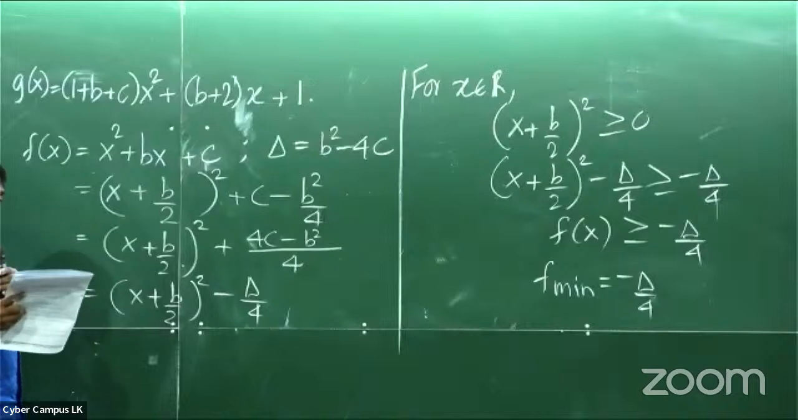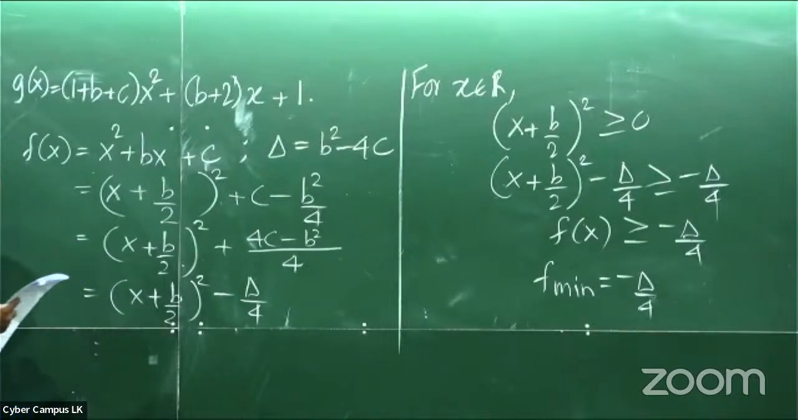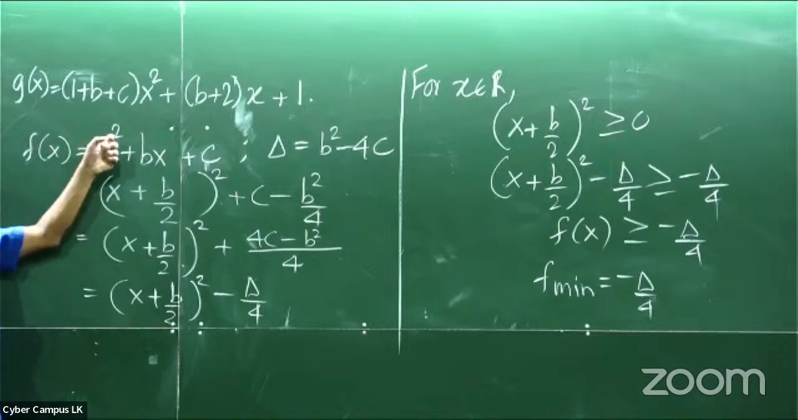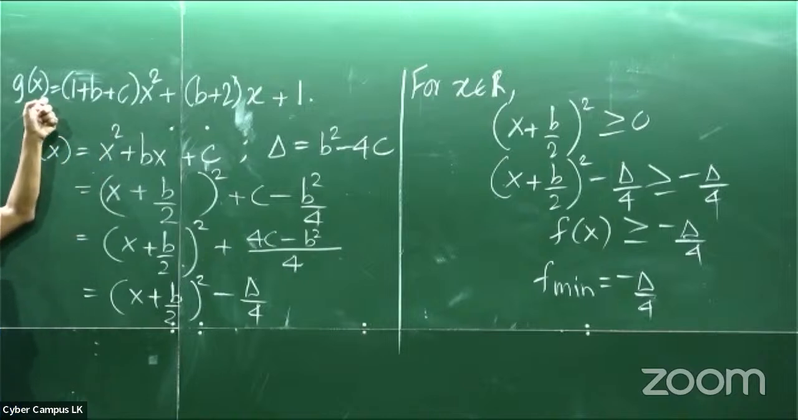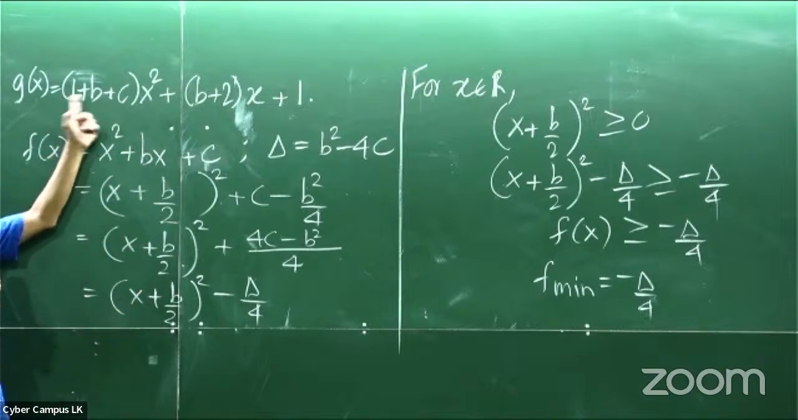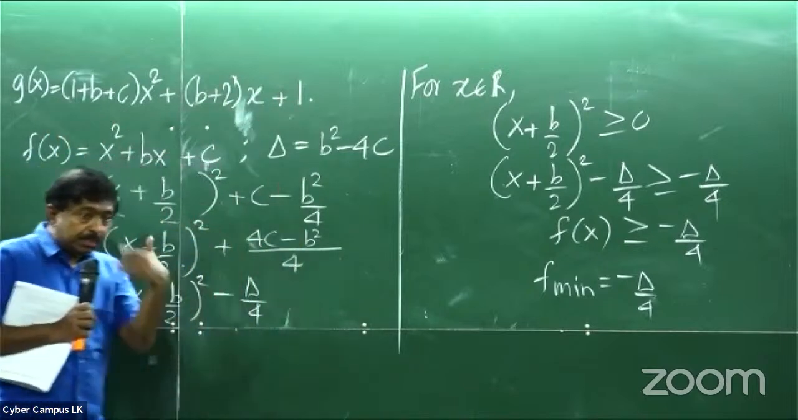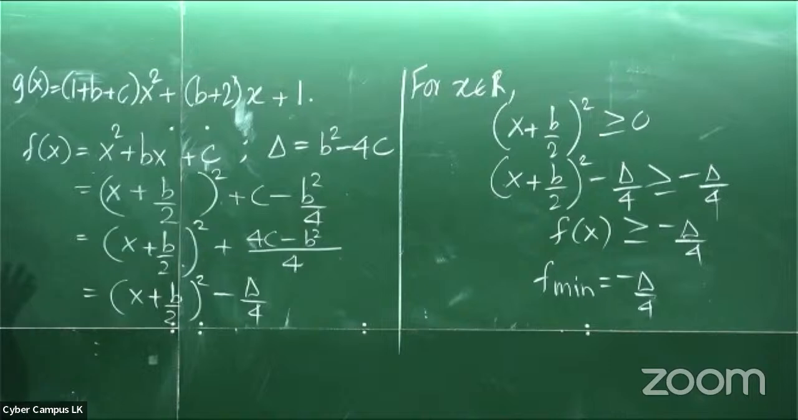Now, also show that the minimum value of gx is minus delta over 4 times 1 plus b plus c. Now, it's difficult. This is the catch, right? In this case, you cannot complete a square easily. You can do it, but it's difficult. First, you need to pull this out. Then you have to divide these constants by 1 plus b plus c. So it is a little difficult. Then what should we do?